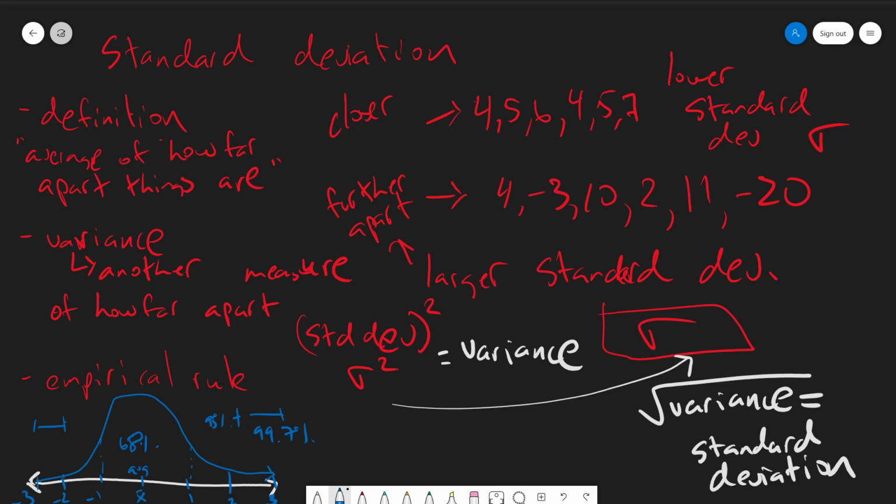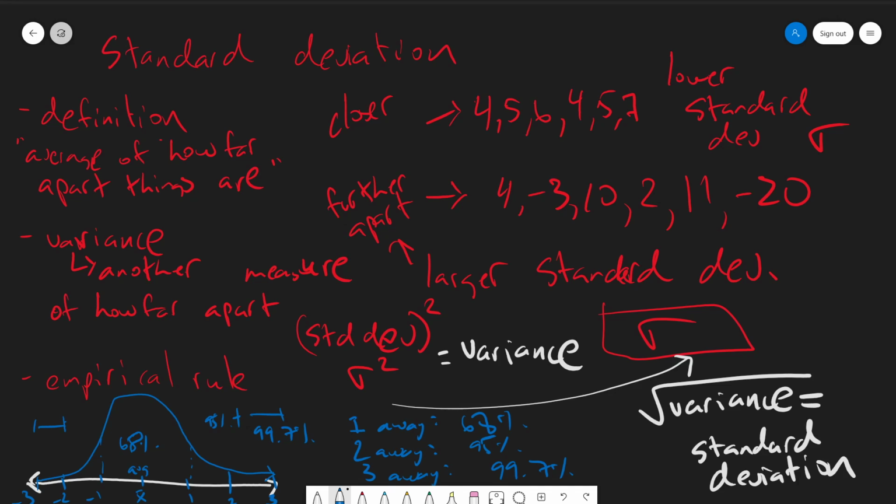So we are going 1 away, 68%, 2 away, 95%, and then 3 away. I think that's the easiest way to say it for now, 99.7%.